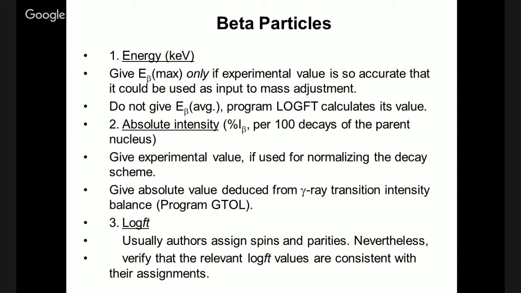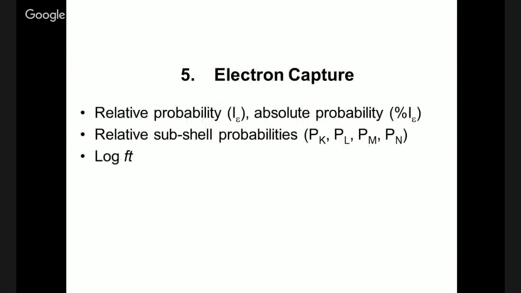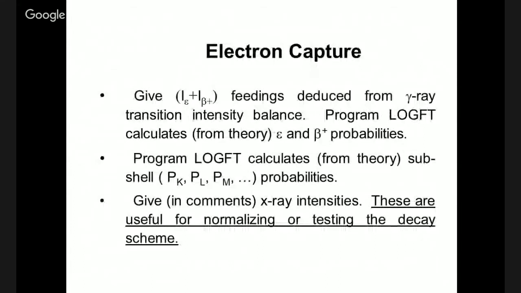Log FTs, once we have all those feedings, we calculate log FTs. They are useful for spin assignment or to verify that the assignments that exist are consistent. Electron capture, same thing. We measure the relative probability, the absolute probability, relative shell; subshells are theoretical. And then we calculate log FT. Electron capture, there you go.